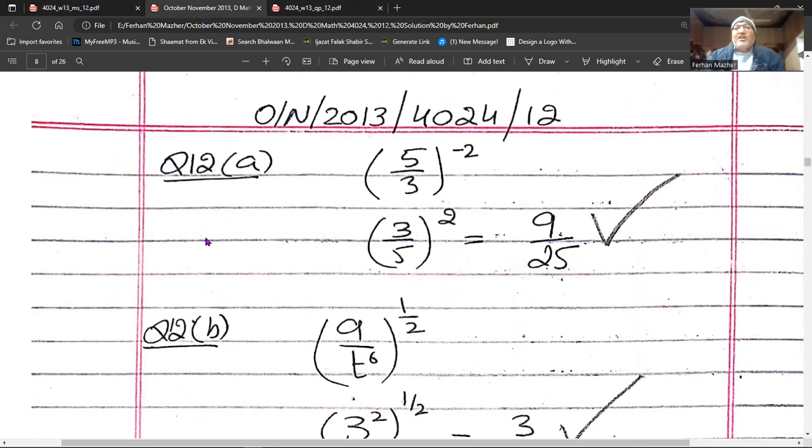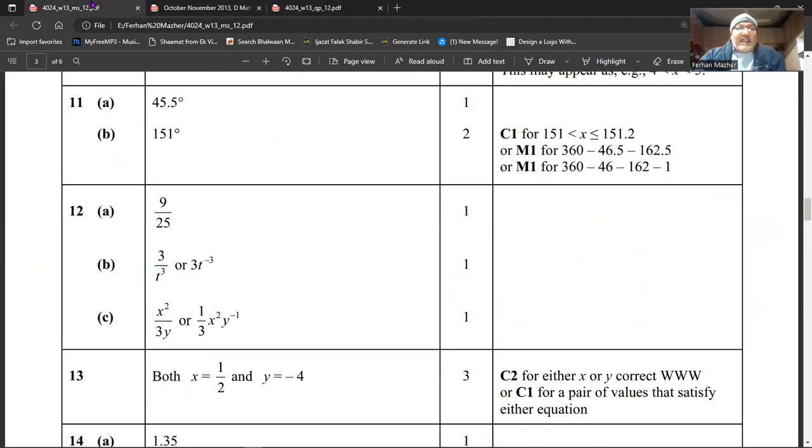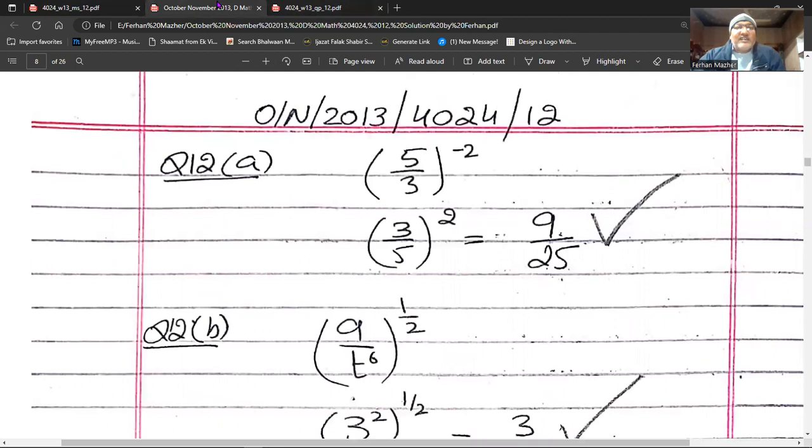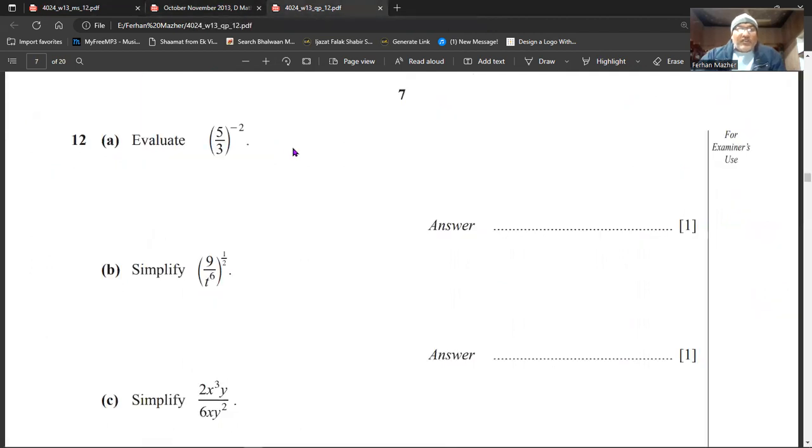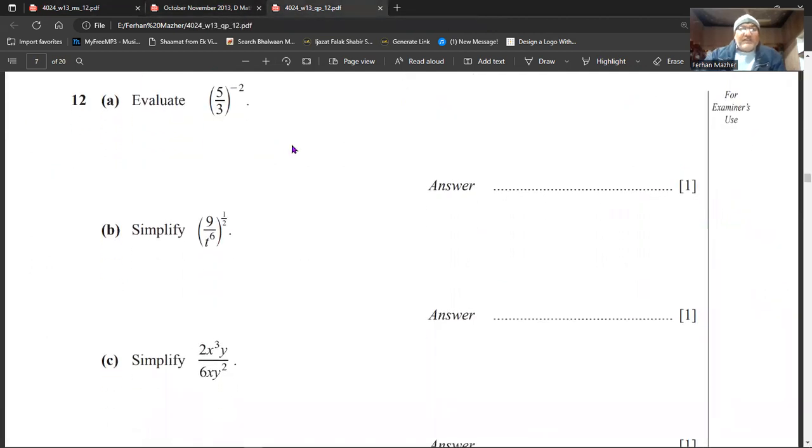5 square will be 25. So it will be 9 by 25. Our answer is right. Question number 12, it's B part. It says simplify. We have 9 divided by t raised to power 6 and the whole thing raised to power 1 by 2. This 1 by 2 is for both of them.